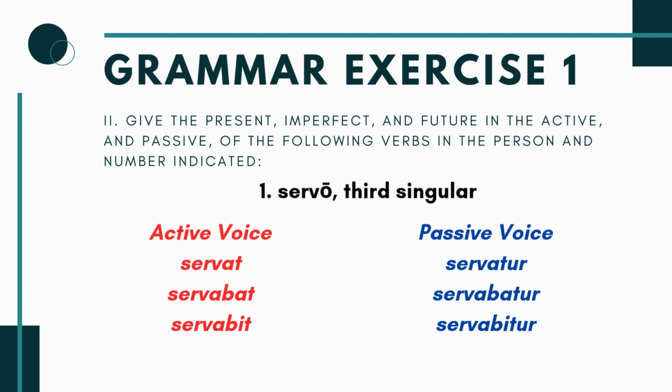So if you're doing active voice, it's servo, servare, right? It's a first conjugation verb. It would be servat, right? That just means he, she, or it saves, right? That's your present tense. To make it imperfect, it would be servabat, right? We have the infinitive, drop the re, you add bat, and you're good. And for the future, you have servabit, right? So servat, servabat, and servabit are the present, imperfect, and future tense, active voice. On the right-hand side, we have passive. That's where we just flip the endings around. So you have servatur, servabatur, and servabitur, right? We're just changing the T to a TUR, basically, and you have what you need, okay?